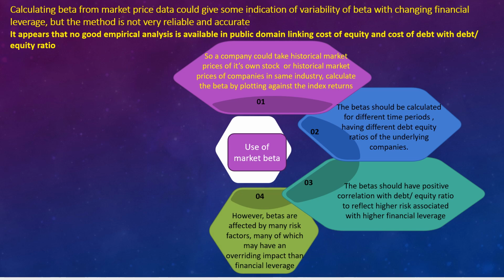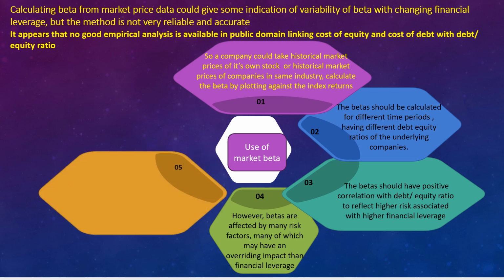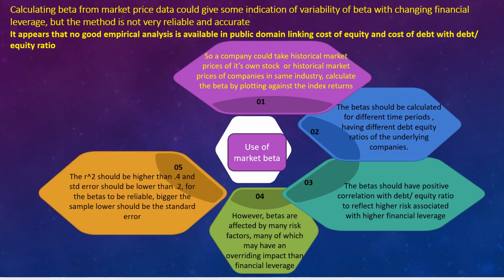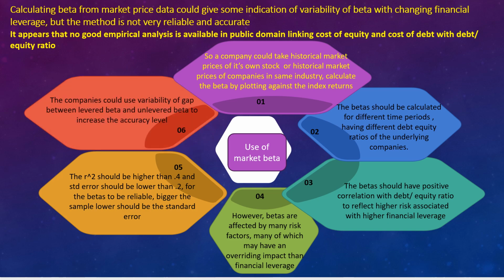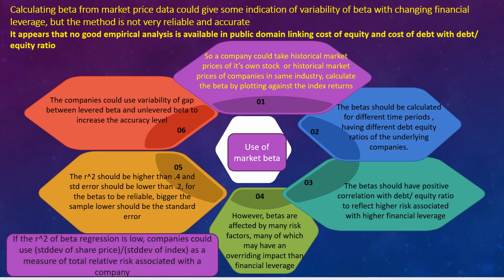However, the betas are affected by many risk factors, many of which have an overriding impact over financial leverage. The R-square should be higher than 0.4 and standard error should be lower than 0.2 for the betas to be reliable. Bigger the sample, lower should be the standard error. The companies could use variability of gap between levered beta and unlevered beta to increase the accuracy level.